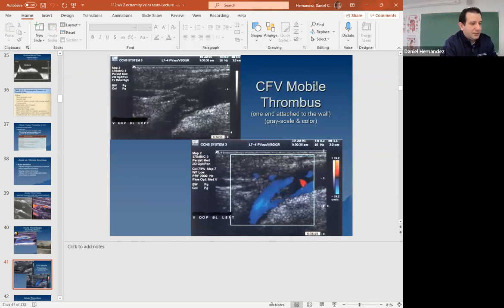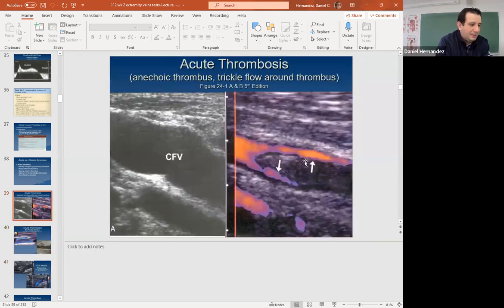Some more images showing some mobile thrombus within the common femoral vein. Again, you put your color flow on, you can visualize and appreciate the borders of that thrombus with the filling defects. The other thing to be cognizant of when you're doing this is to make sure that your gains aren't set too high, so that you're not bleeding over the thrombus and actually masking it or hiding it. At the same time, you want to make sure your gains aren't too low, so that you're picking up slow flow. That's why in this case, this technologist used a power Doppler to appreciate the flow around the thrombus.